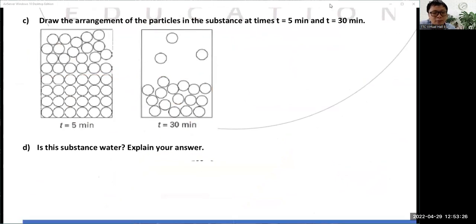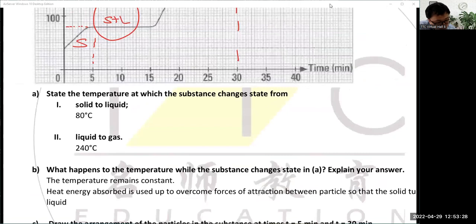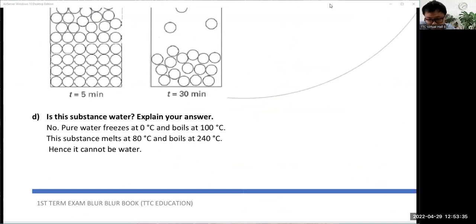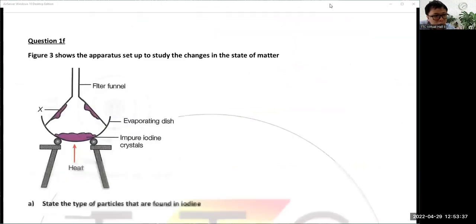Okay. Is this substance water or not? Now, water, you look at here, melts at 80, boils at 240, definitely is not water. Okay, then go for the F.